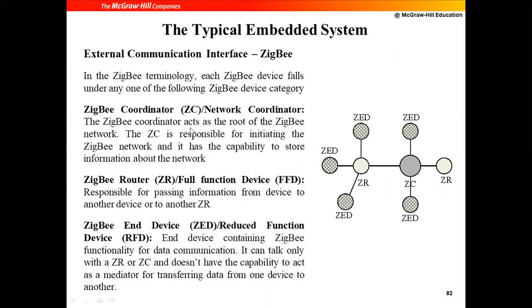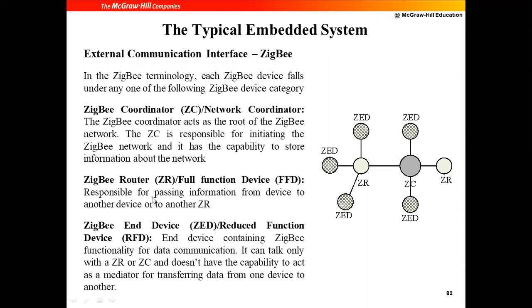The ZigBee coordinator acts as the root of the ZigBee network. It is responsible for initiating the ZigBee network, and it has the capability to store information about the network, like how many devices have been connected, which devices require communication, and how the communication is done. Everything will be coordinated through this network coordinator. Through this ZigBee coordinator, various routers will be connected. We call them ZigBee routers.